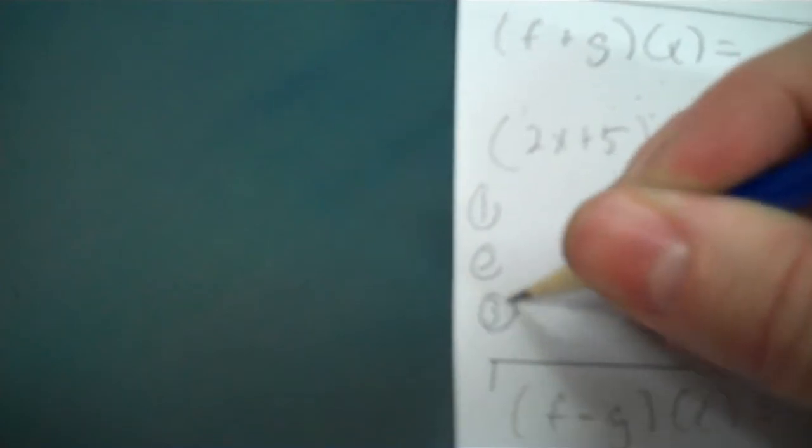So the f function, what's that? 2x plus 5. And then plus the g function, which is 3x plus 2. Okay, so I look at 1, 2, and 3. So you don't have to worry about step 1.